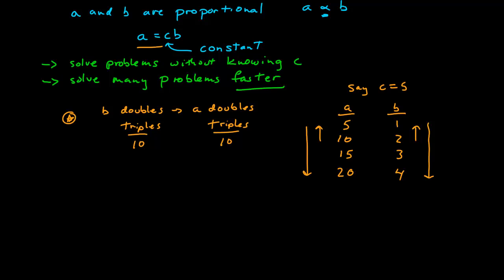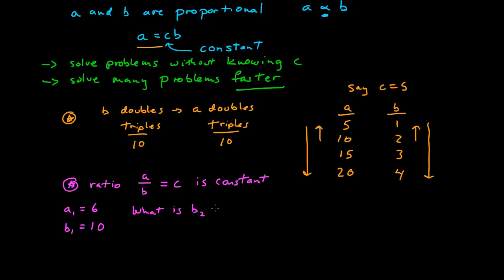Another way is to consider ratios. Given this relationship, the ratio A over B, which is equal to C, is constant for any set of values A and B. And so, for example, if you're given that one value of A, which is 6, results in a value of B, which is 10, and then maybe we want to know what is B2 if A2 is equal to 9.